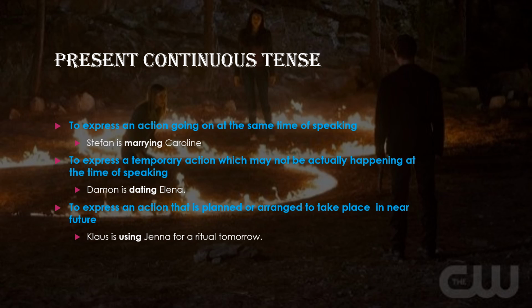The next tense under study is present continuous tense. You may also call it present progressive tense. Now, present continuous or present progressive may be used to express an action going on at the time that you're speaking about it. Stephen is marrying Caroline. So Stephen is marrying Caroline means that at the time I'm talking about it right now, there's an event going on wherein Stephen, one character, is marrying Caroline, the next character. So it is defining an action that is happening right now. When I'm talking about it, it is going on at that point in time. So such actions may represent a present continuous tense.